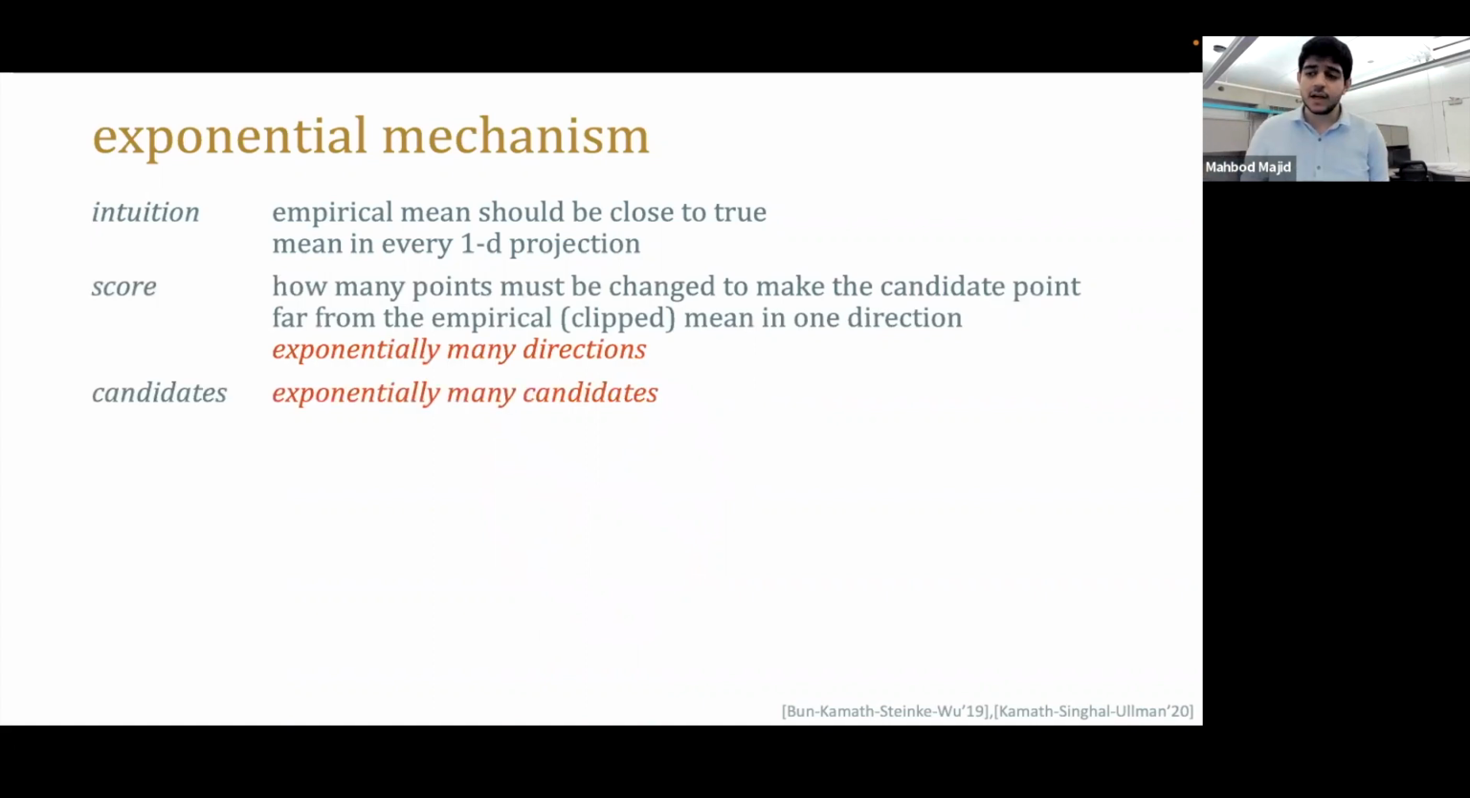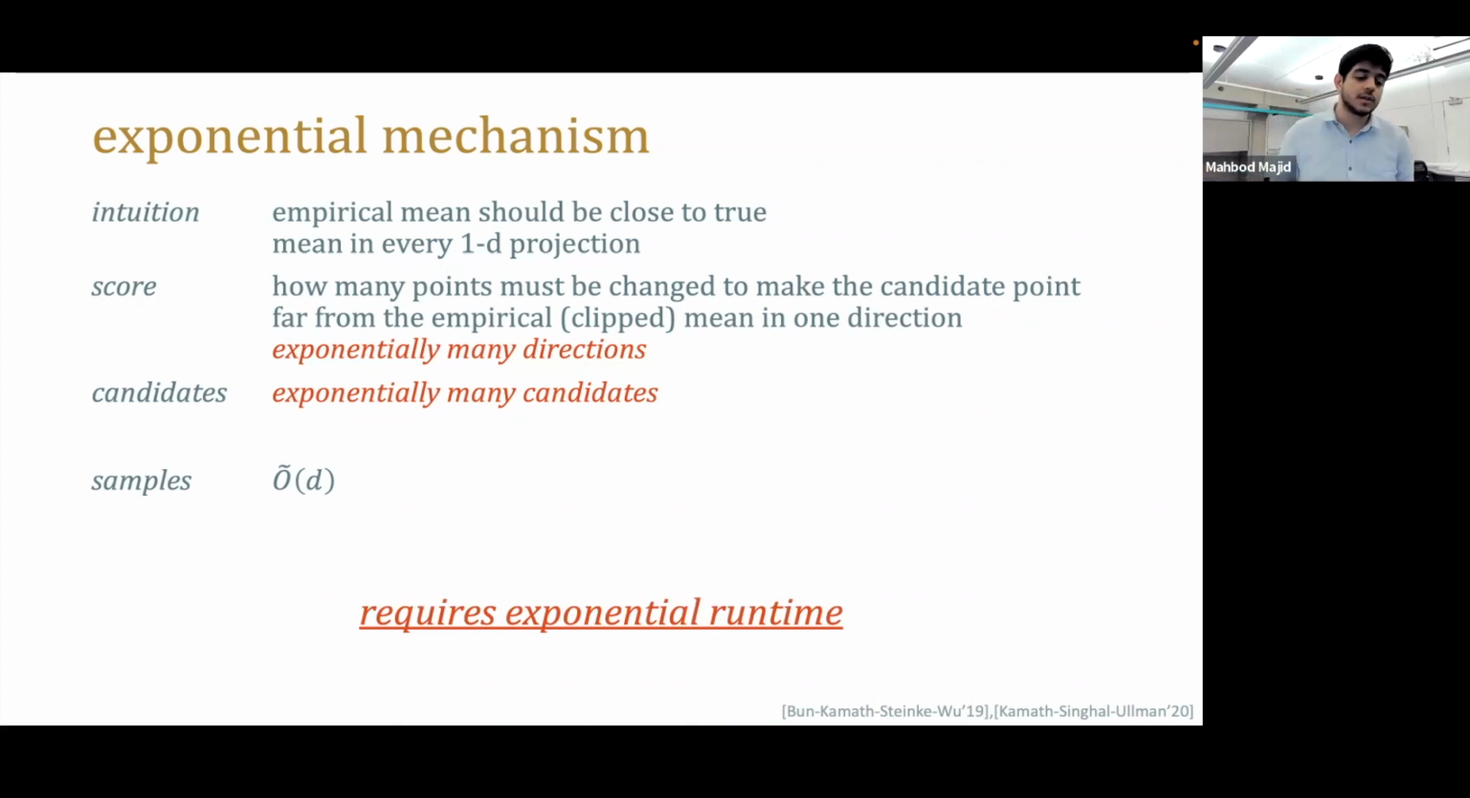And apart from that, even if we could compute this score function, it's not clear how we can run the exponential mechanism because there are exponentially many points in a ball of, say, radius r in d dimensions. It can be proven that the sample complexity of this approach is d up to logarithmic factors, but it's going to require exponential runtime because we don't know how to compute the score for a single point, and we don't know how to sample from an exponentially large set.